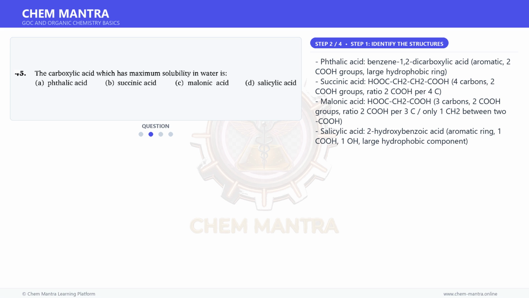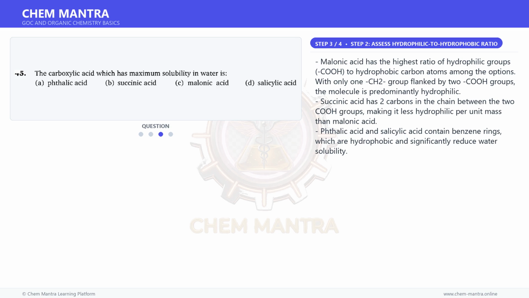Malonic acid, HOOC-CH2-COOH, 3 carbons, 2 -COOH groups, ratio 2:3C, only 1 CH2 between 2 COOH. Salicylic acid, 2-hydroxybenzoic acid, aromatic ring, 1 COOH, 1 OH, large hydrophobic component. Moving on to the next step.